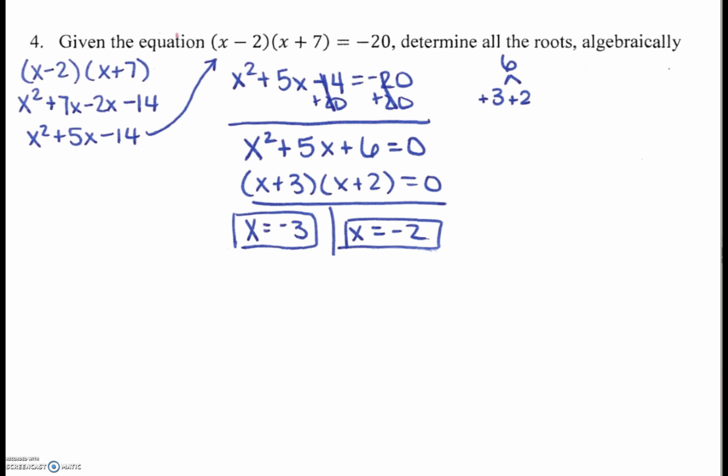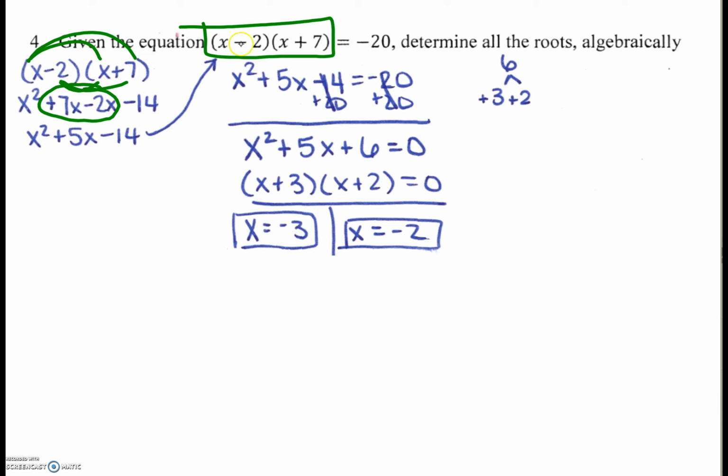Number 4 says, given the equation x minus 2 times x plus 7 equals negative 20, determine all roots algebraically. Over here, where we have x minus 2, x plus 7, we should know it's a binomial times a binomial, which means we have to double distribute, or you could use the table method. So x times x is x squared, x times 7 is 7x. Then we go back to the negative 2. Negative 2 times x is negative 2x, and negative 2 times 7 is negative 14. From here, combine like terms to get x squared plus 5x minus 14.